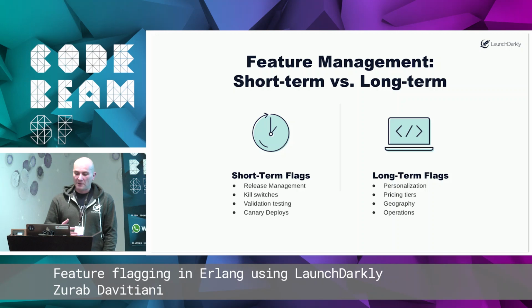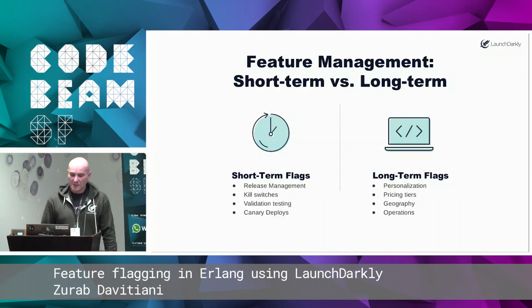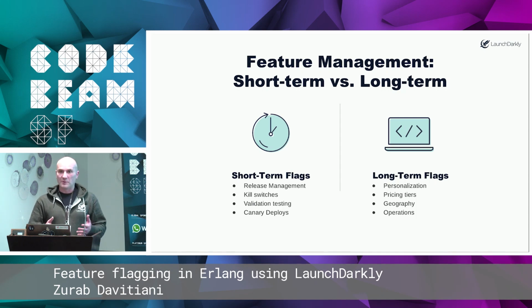Under the short-term, I already mentioned release management. You can also use them as kill switches, so for bug fixes or features that do not work out so well. You can also validate your changes on a smaller scale before fully rolling them out or shutting them down, depending on the results of that validation test. On the long-term side, you could use feature flags to support functionality of your application.